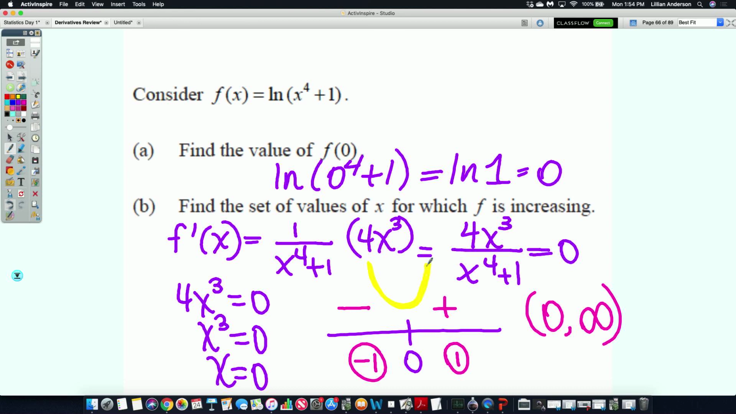Remember, this is just one piece of the function. Oh, relative minimum. It's a minimum. There we go. This is not a quadratic. Remember, it's a natural log function. So yes, it is a minimum.